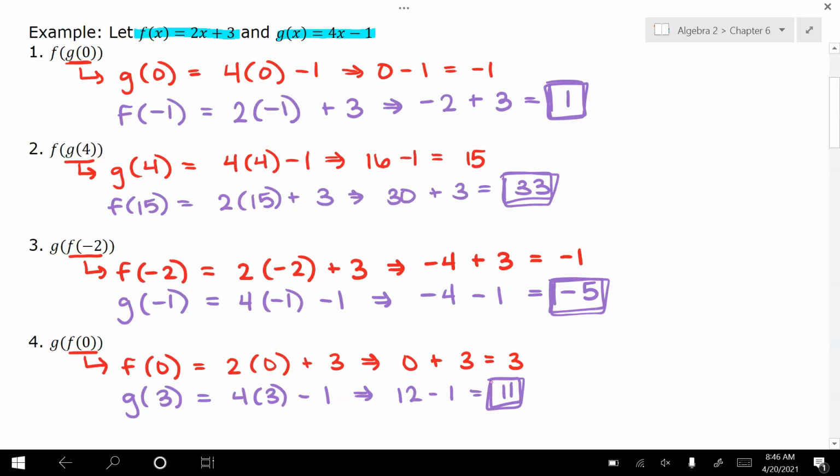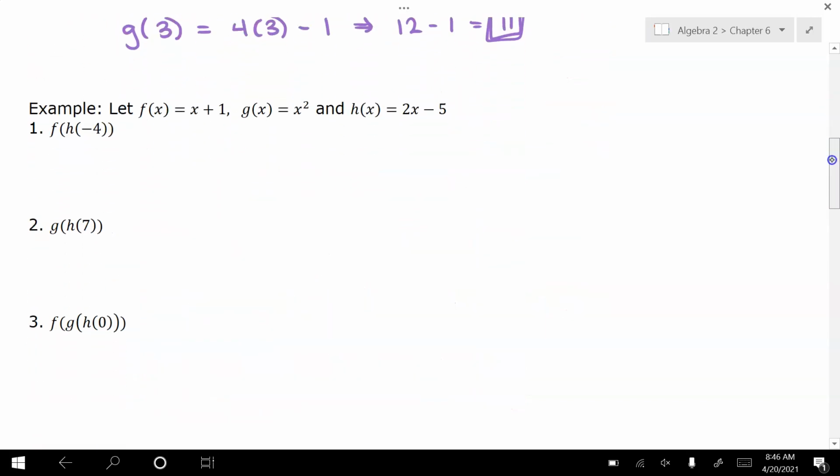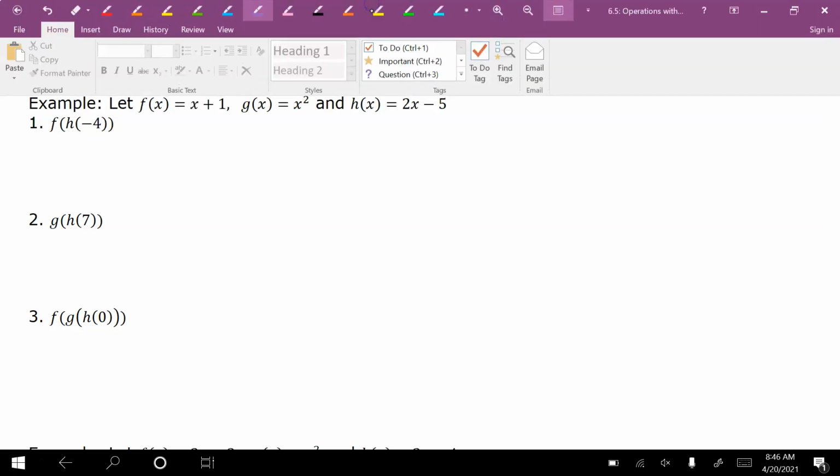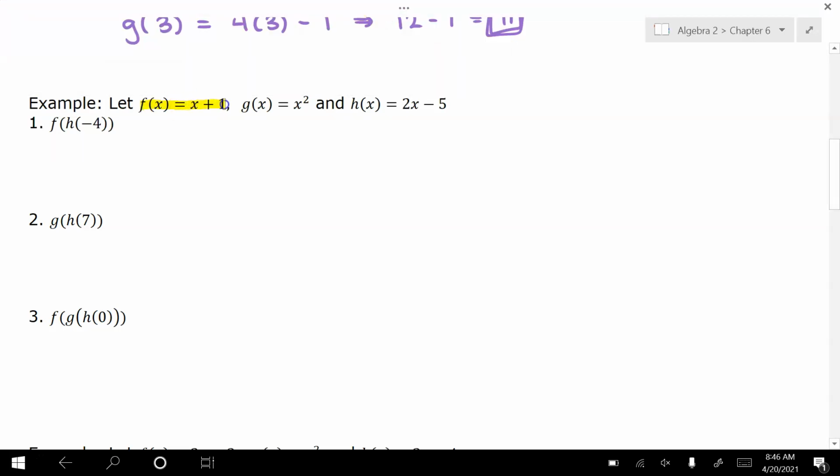And then for 4, you plug in 0 into F's function first, that gets you a 3. And then you plug it into G's function, and that gets you 11. So we're going to take this a step further now. For these next 3 here, they're going to give us 3 different functions. So we have an f of x, a g of x, and an h of x.